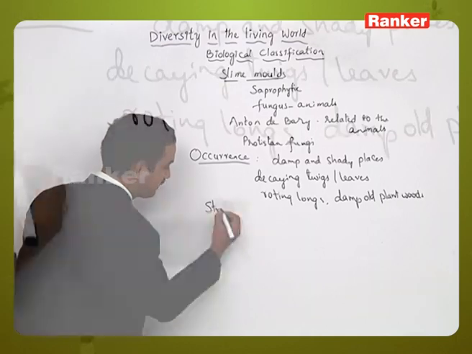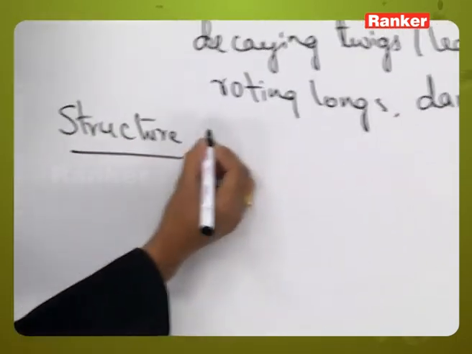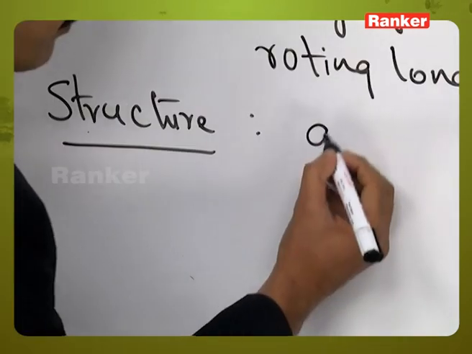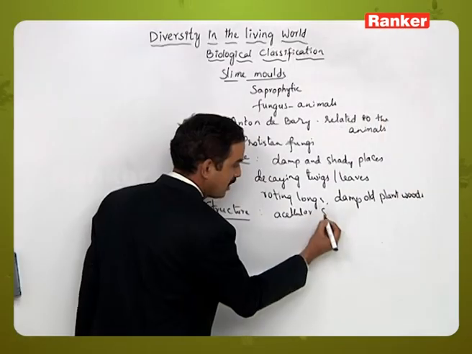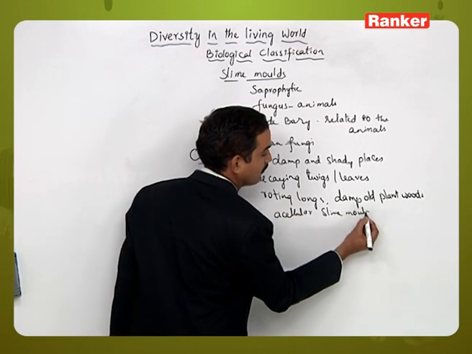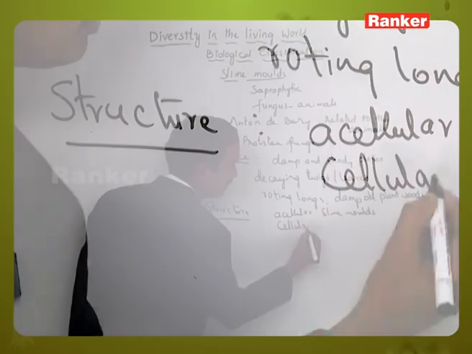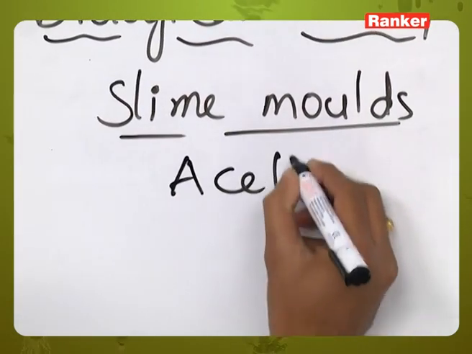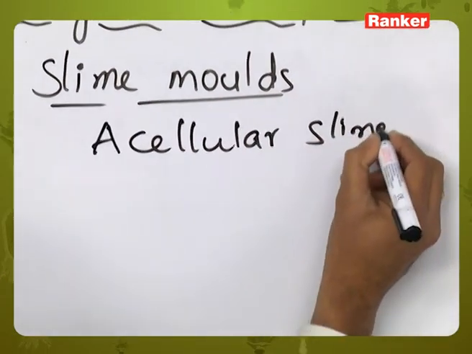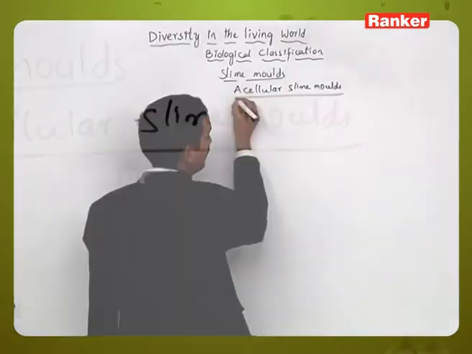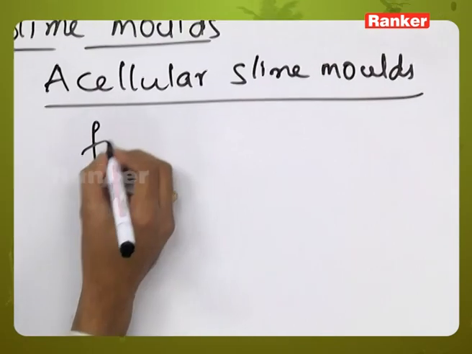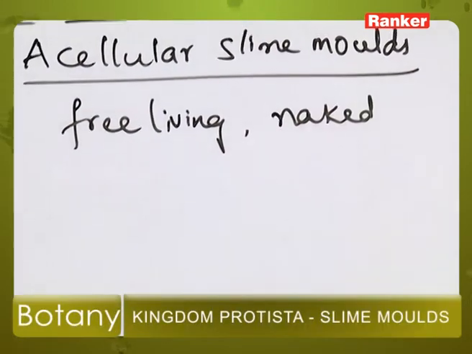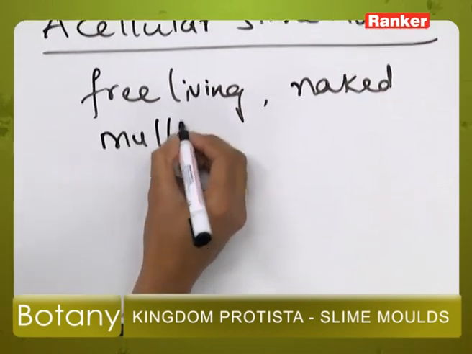And if you observe the structure of these slime molds, these are of two types: acellular and cellular slime molds. The first one is the acellular slime molds. Acellular slime molds are free living and naked organisms. So these have a multinucleated structure.